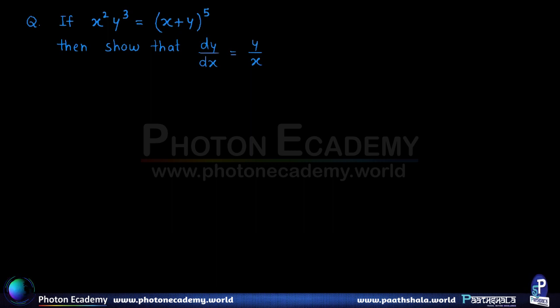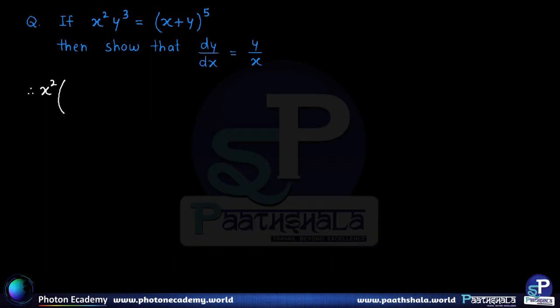Here once again, let us begin with differentiating the left hand side. The first function x square as it is into the derivative of y cube, which is 3y square into dy by dx, plus y cube as it is into the derivative of x square, which is 2x.